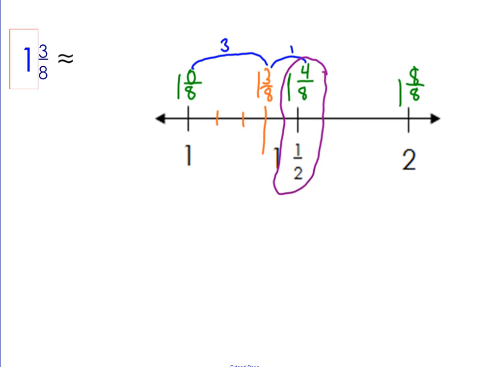So 1 1/2 is the benchmark fraction that we're going to write. So 1 and 3/8 rounds to 1 and 1/2. This is how we use this specific strategy to round fractions to the nearest benchmark.